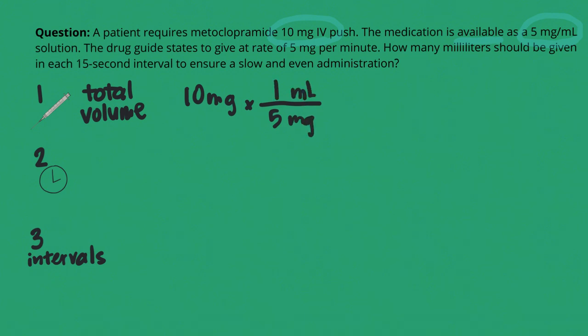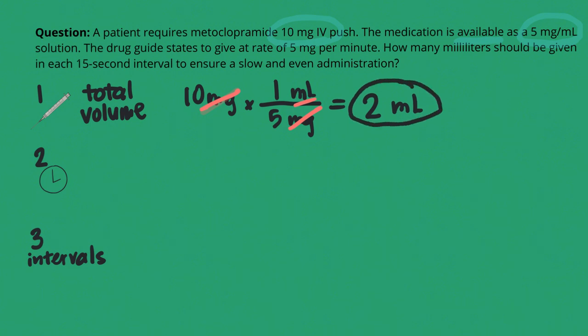So we have our order on the left, and then multiplying times our available solution. Here we can double check our units to make sure they cancel. Milligrams here cancels the milligrams down here, and we're left with milliliters, which is just what we want. So let's do that math. 10 times 1 is 10 divided by 5, and that leaves us with 2 milliliters. So 2 milliliters is our total volume.